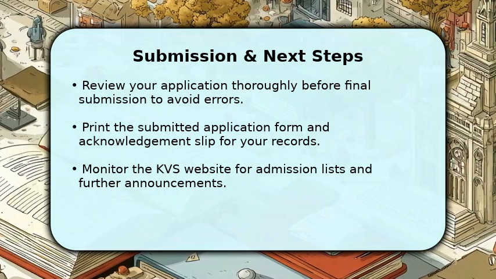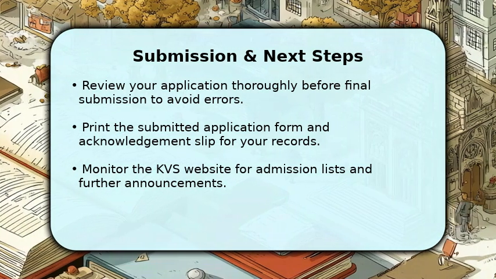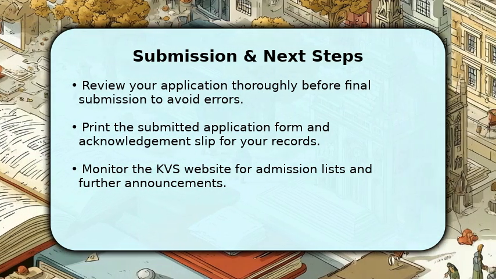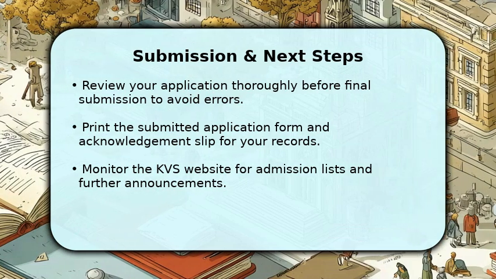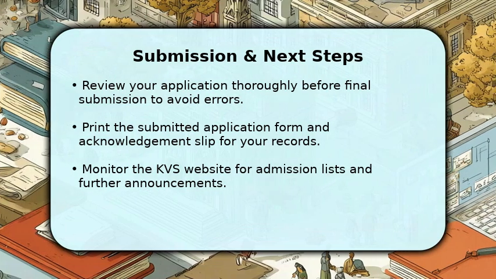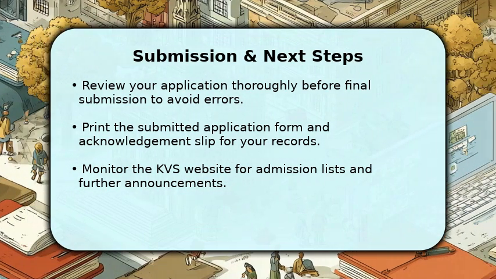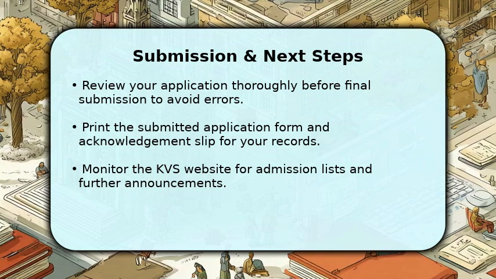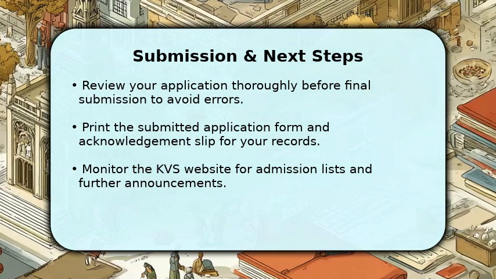After submitting, remember to print out the acknowledgement slip and the filled application form for your records. Keep an eye on the official KVS website for important updates, including admission lists and further instructions. Be prepared for the document verification process at the allotted school, which is the final step.